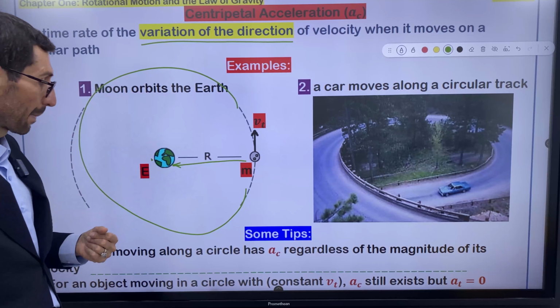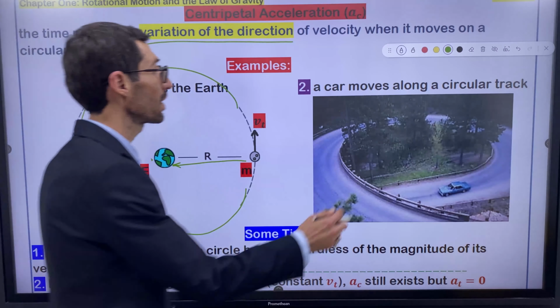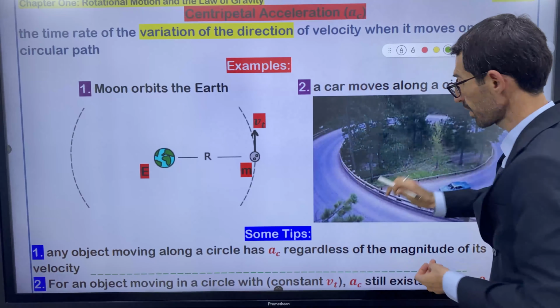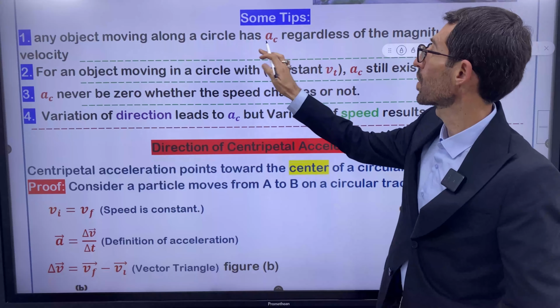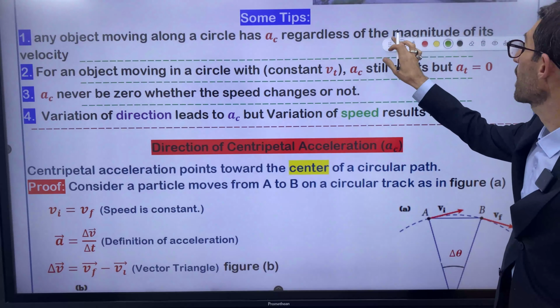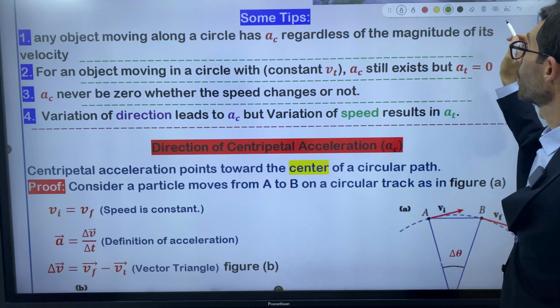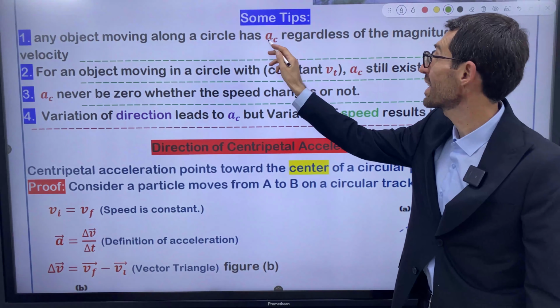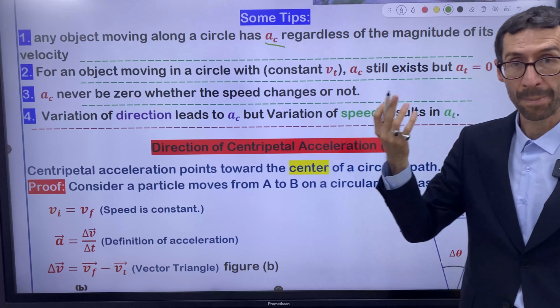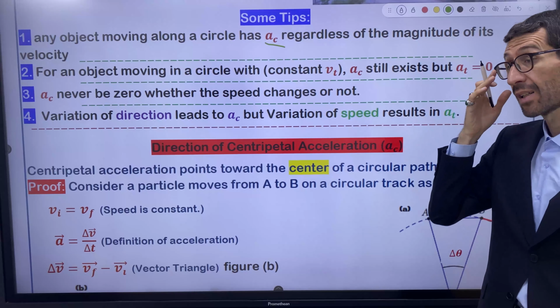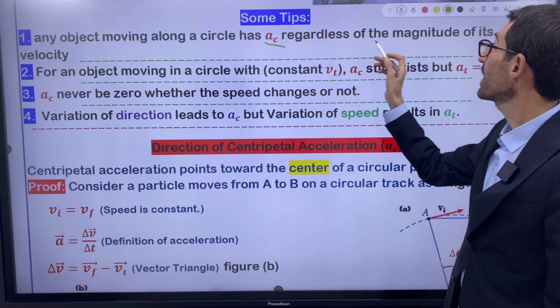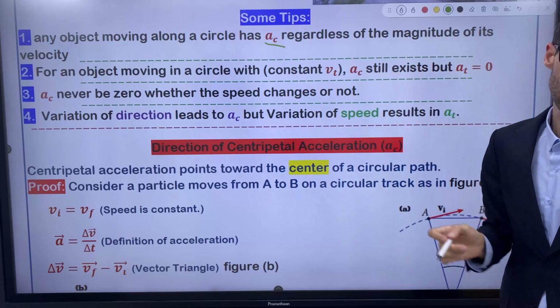Here there are some tips. Let me read the first one for you. It says any object moving along a circular path, right? Any object that moves along a circular track has A_C. It picks up A_C automatically because it moves along a circular track, regardless of the magnitude of its velocity.